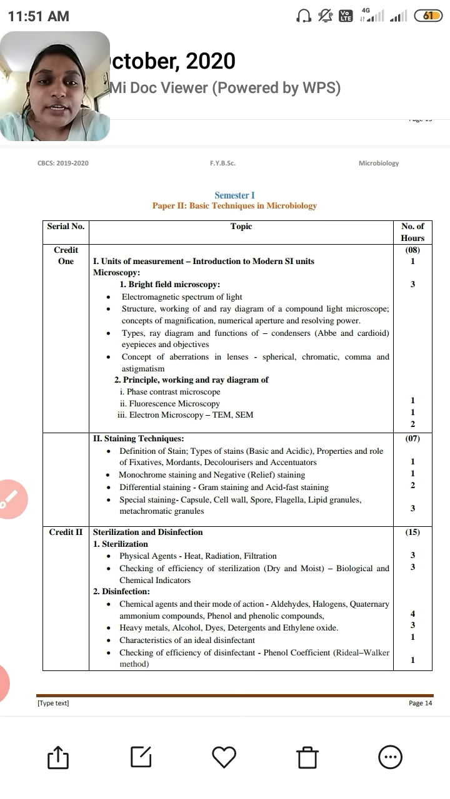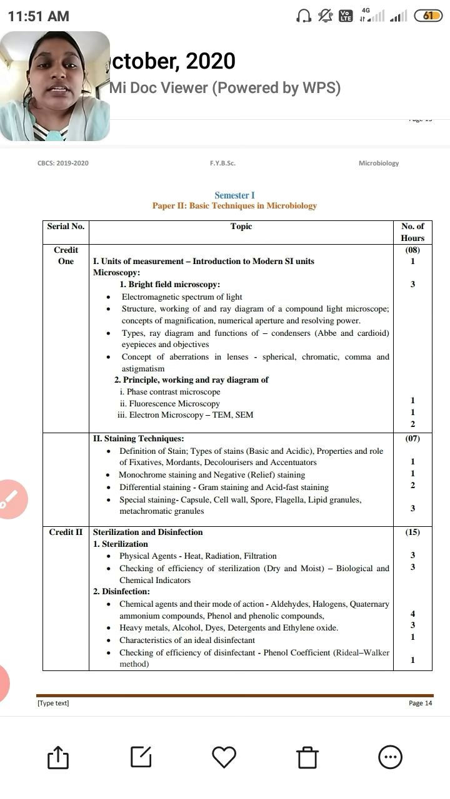Here the first point is the electromagnetic spectrum of light. The electromagnetic spectrum of light is nothing but the spectrum of light, like when we pass a ray of light through a prism, we get a spectrum of seven different colors. Each color has a different wavelength. So it defines the property of the light, which type of light it is. So it comes under the electromagnetic spectrum of light.